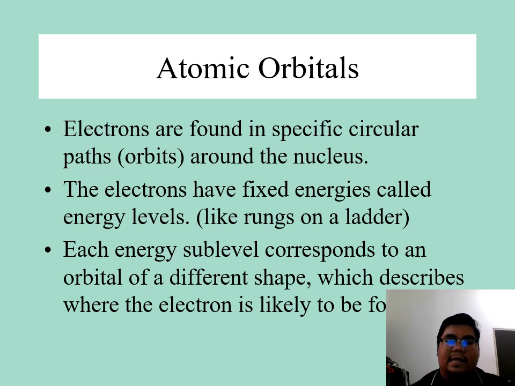Now we're going to move towards atomic orbitals. So what are orbitals of atoms? Electrons are found in specific paths around the nucleus, each with a fixed energy called the energy level. The energy sublevel corresponds to an orbital of a different shape, which describes where the electron is likely to be found. Orbitals are where we most likely can find electrons, because electrons don't simply circle around an atom. They move in a very particular way. This is what we call orbitals.